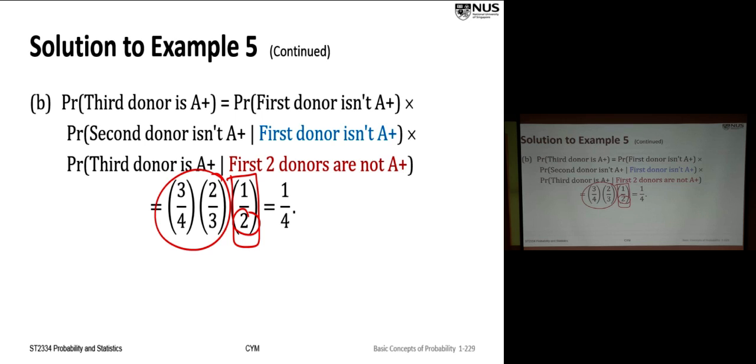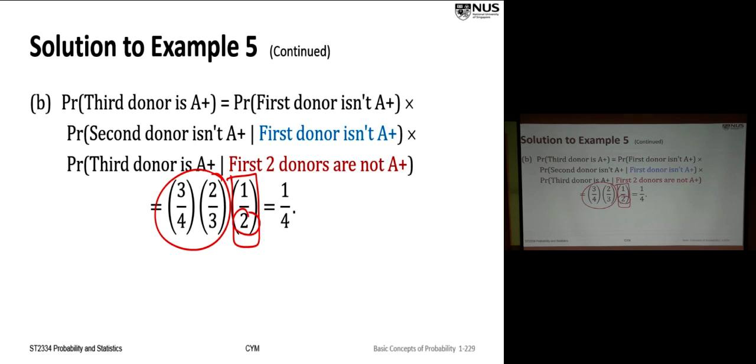All right? Now, I have a question. So this turns out to be 1/4. So what is the probability that the first one is A+? The first one is A+. 1/4. Same as this number there. So then naturally I will ask, what is the probability that we identify the second donor as A+? What is that chance?